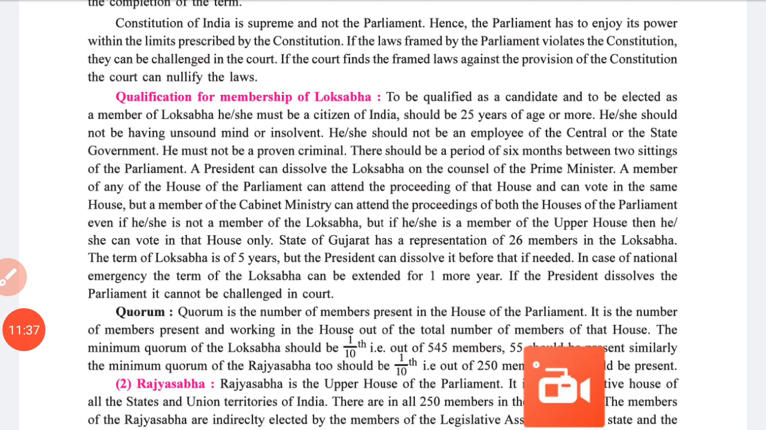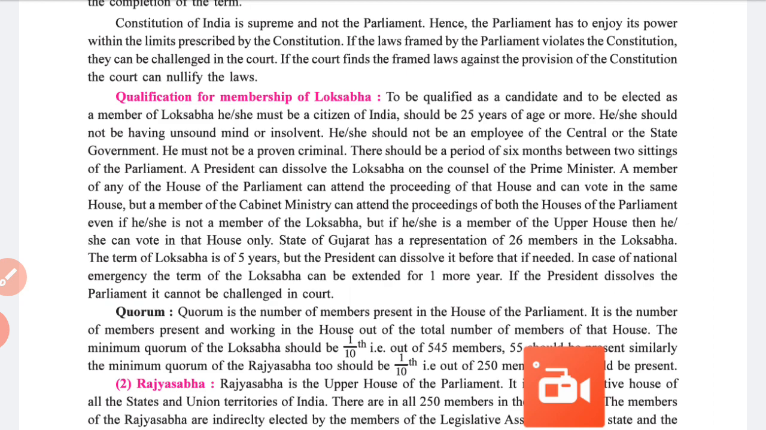But if he or she is a member of the upper house, then he or she can vote in that house only. That means a member of any house of Parliament can attend the proceedings of that house and also vote, only if he or she is a member of it. If not a member of Lok Sabha but a member of the upper house, then only in that house.